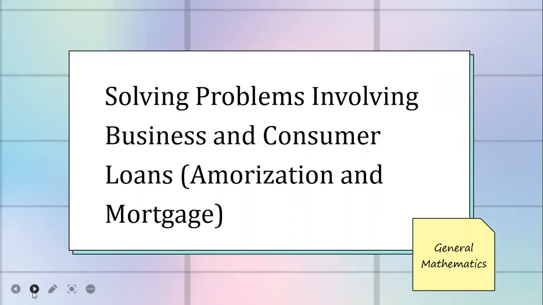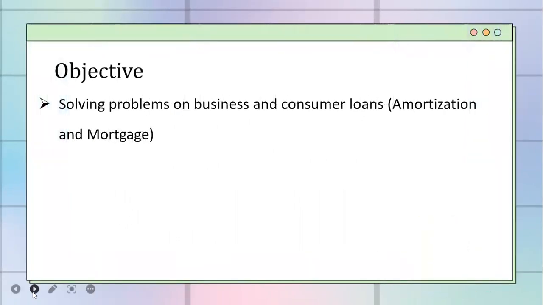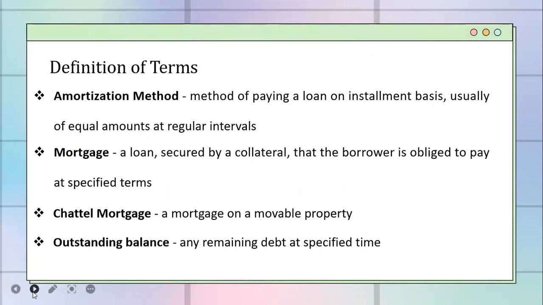Solving problems involving business and consumer loans, especially in amortization and mortgage. Our objective will be solving problems on business and consumer loans. So first, let us find our definition of terms.